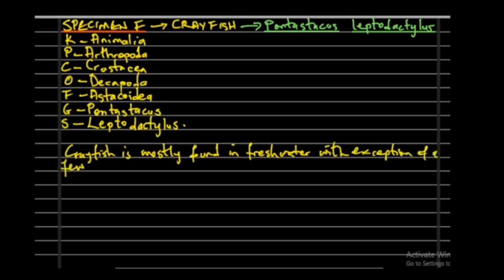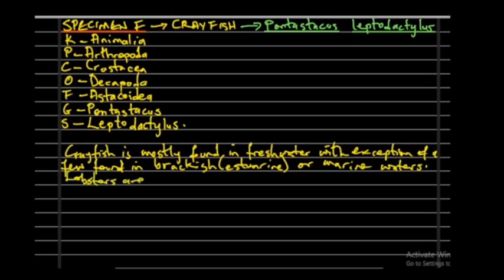With the exception of a few found in brackish, there means estuarine or marine waters. So we have some that are found in that environment. Lobsters are found in salt water. That's why we said with the exception of some. So lobster is an example of a crayfish. Lobsters are found in salt waters or in marine waters.